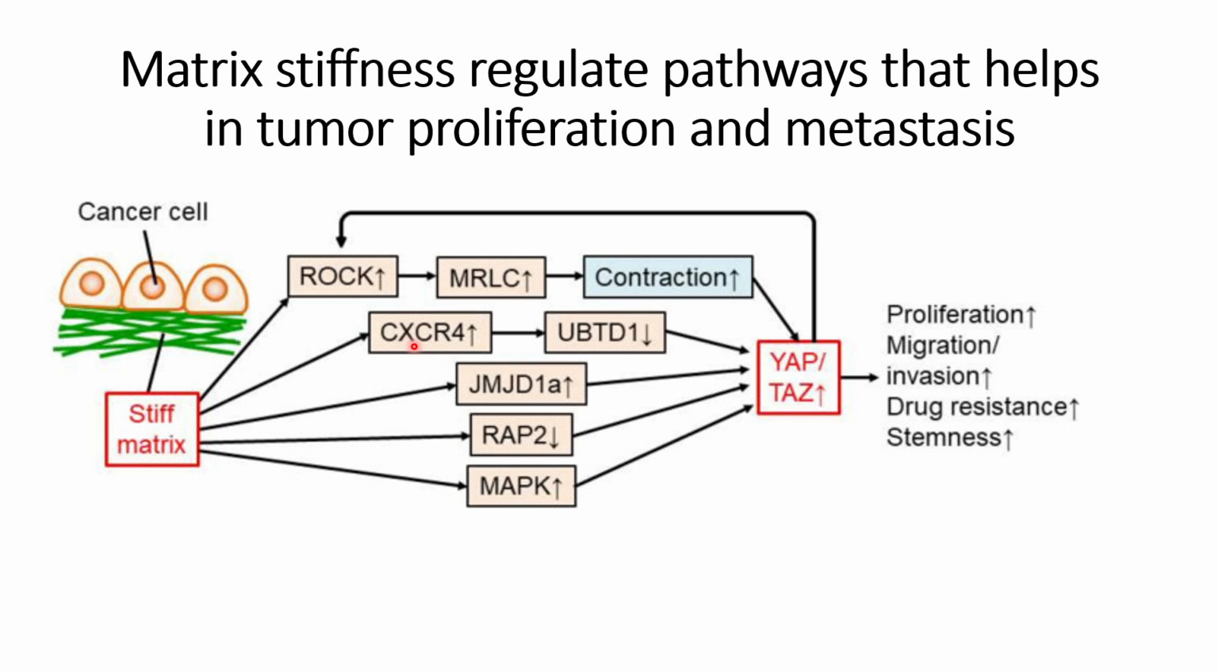And there are some other pathways. However, apart from those that are upregulated, there are some pathways that are downregulated also. So, UBTD1, RAP2, and the overall effect of this will lead to this contraction of the cells. For example, more precisely, this upregulation of ROCK pathways will lead to the upregulation of MRLC pathways, and that will lead to the contraction of the cells. And these contractions, along with the other changes in the pathways, will lead to this YAP-TAZ upregulation.